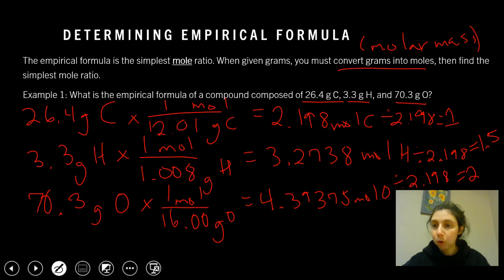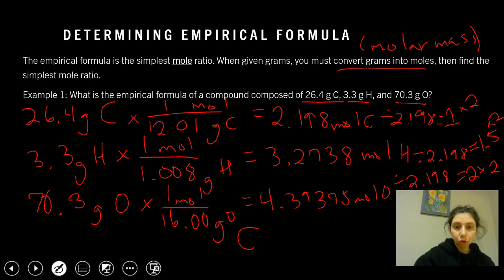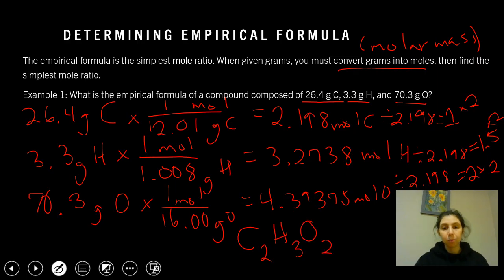So I still don't have whole numbers. Remember, whenever you have a 0.5 or something very close to a 0.5, you have to multiply everything by 2. And so what I end up with is 2 moles of carbon for every 3 moles of hydrogen for every 2 moles of oxygen. So my empirical formula would be C2H3O2.